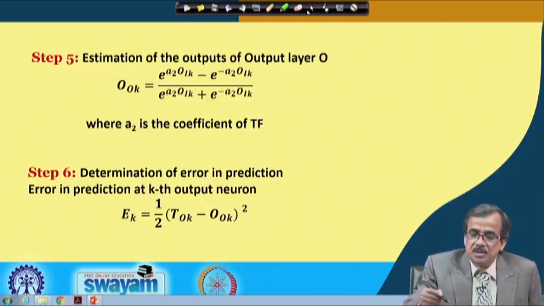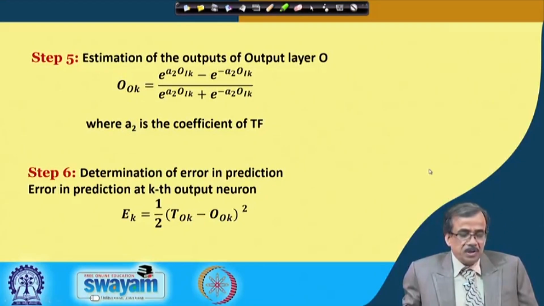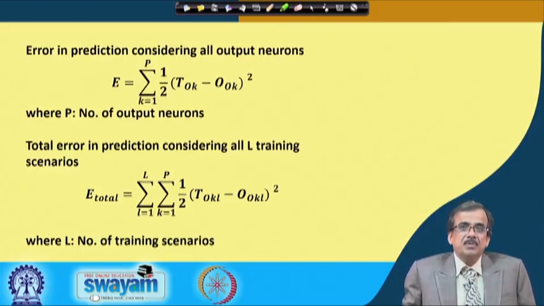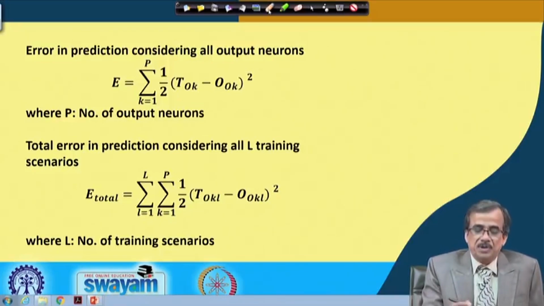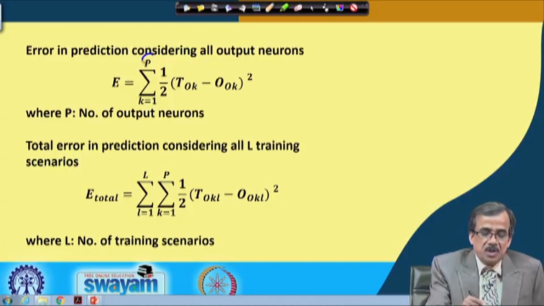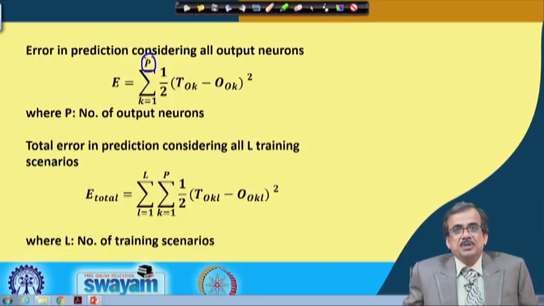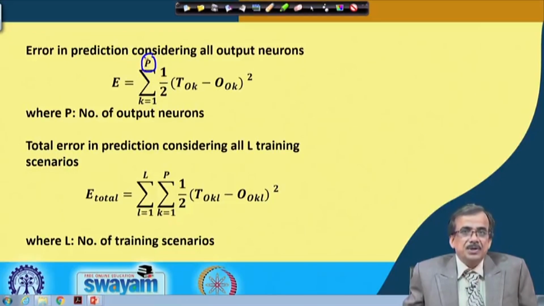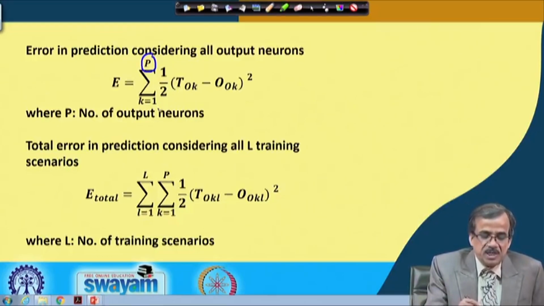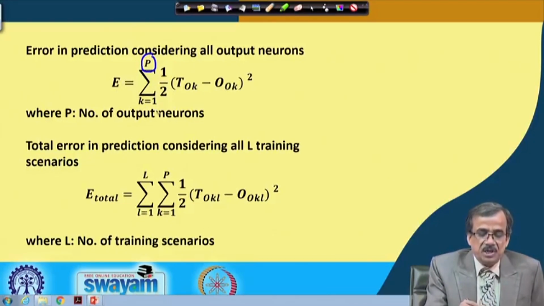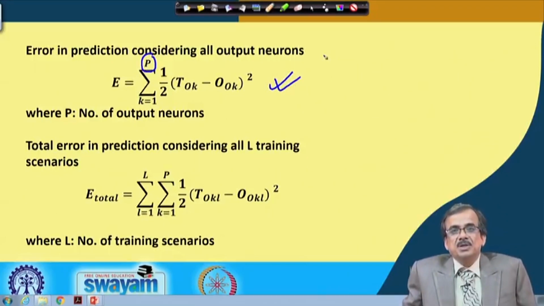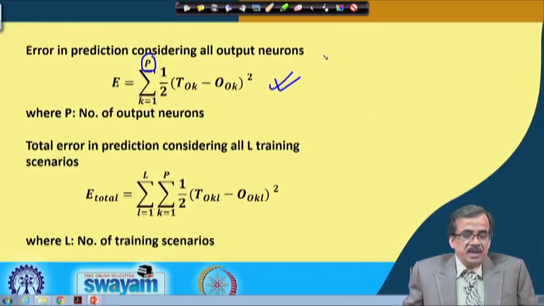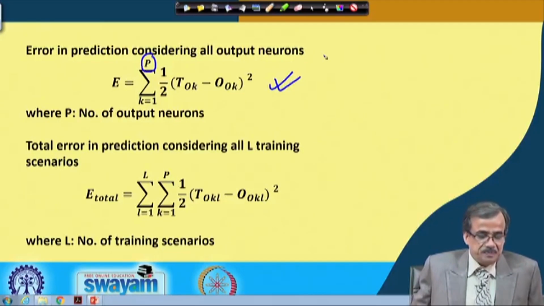Now, in the output layer we have a large number of neurons, say P neurons. So, I can find out the total error of all the neurons lying on the output layer, and that is E equals summation k equals 1 to capital P of half (TOK minus OOK) squared. So, this is nothing but the total error of the output layer considering P neurons.